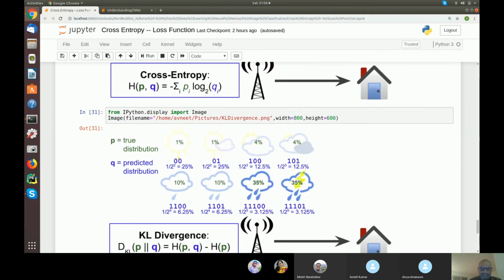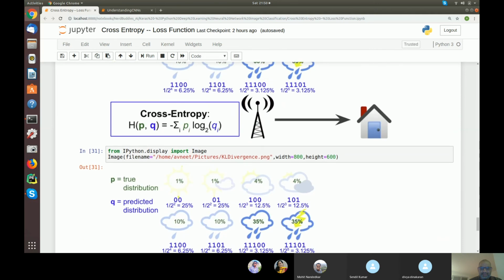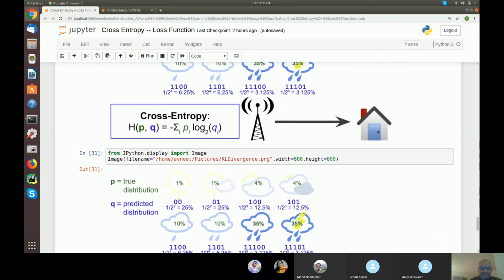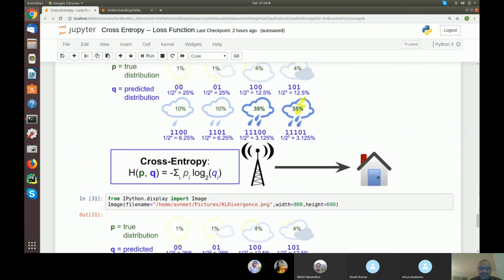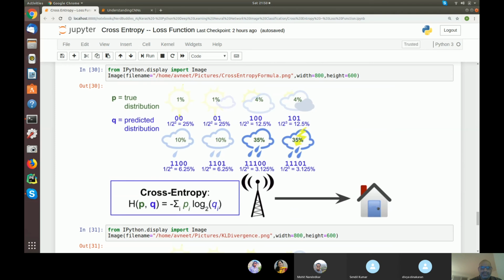So that's essentially the formula for cross entropy, similar to entropy, except instead of P log P summation, it's P log Q, where Q is the distribution that we have assumed and P is the original distribution.